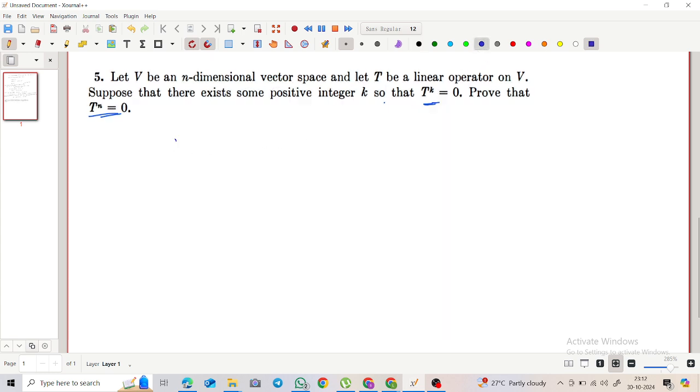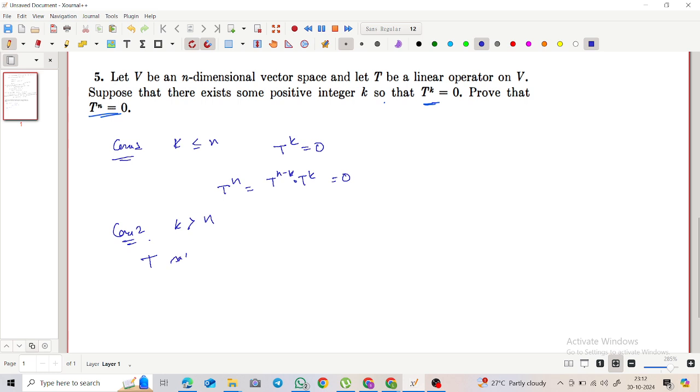See, if k is less than or equal to n and t to the power k is 0, you can just operate it by t to the power n minus k, t to the power k, then it is 0 of course. But the case is when k is greater than n. If k is greater than n, then what do you do?